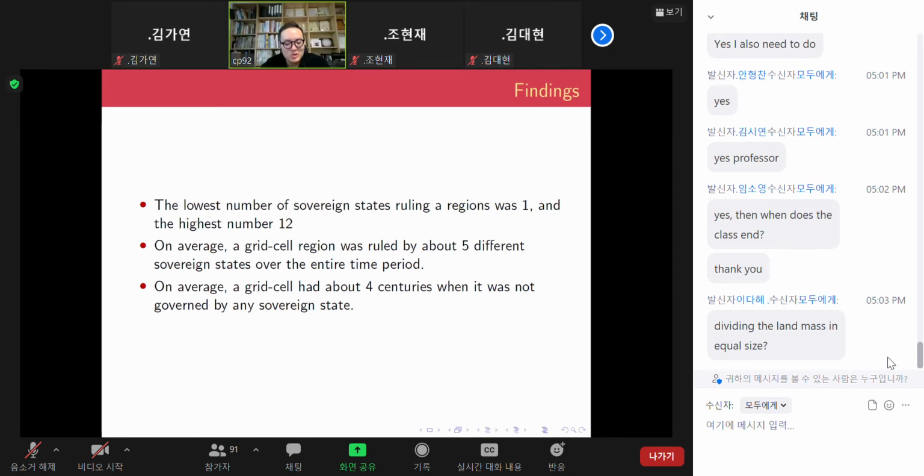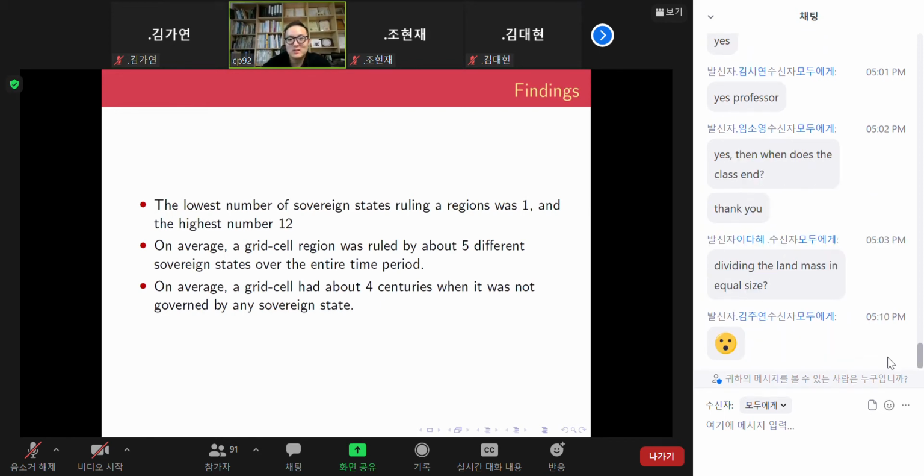So especially in the earlier periods, you would have extended centuries where no single governing authority or sovereign state would be strong enough to extend its dominion over a particular region in Europe, right? So what we do find is that certain regions had about 4 centuries, 400 years, where it was not ruled by any sovereign state.